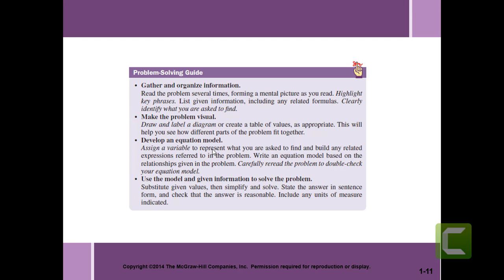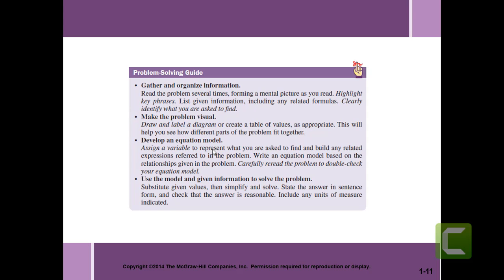Okay, so problem solving guide. So here are the general problem solving steps. Okay, here's what you want to do. Step 1: Gather and organize information. Read the problem several times, forming a mental picture as you read. Highlight key phrases. List given information, including any related formulas. Clearly identify what you're asked to find.